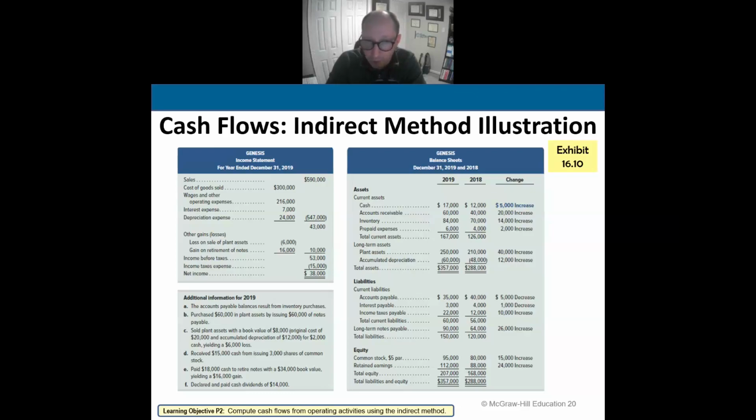And we do that for cash, accounts receivable, inventory, prepaid expenses. And we do it for plant assets, accumulated depreciation. And then we do it for accounts payable, interest payable, income tax payable, total current liabilities, long-term notes payable. And then we do it for common stock and retained earnings. So we take our net income plus or minus all of the changes on our balance sheet to equal the total operating activities cash flow.